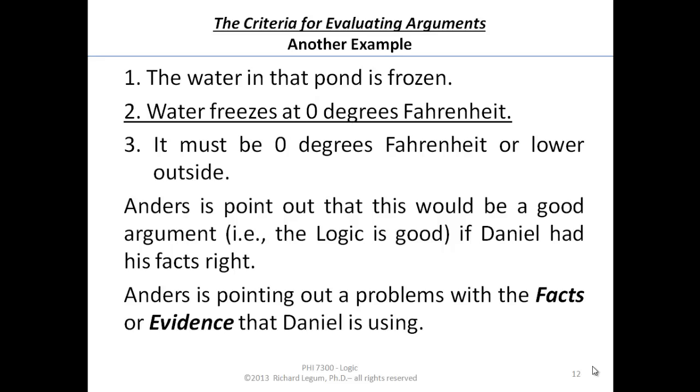If you're getting a little confused about the science, just ignore it. But the idea is that 32 degrees Fahrenheit is the same thing as 0 degrees Celsius. And maybe that's where Daniel has made the problems. But his problem is with his facts, or with the evidence that he is citing. So that's the second kind of problem you can have with an argument.